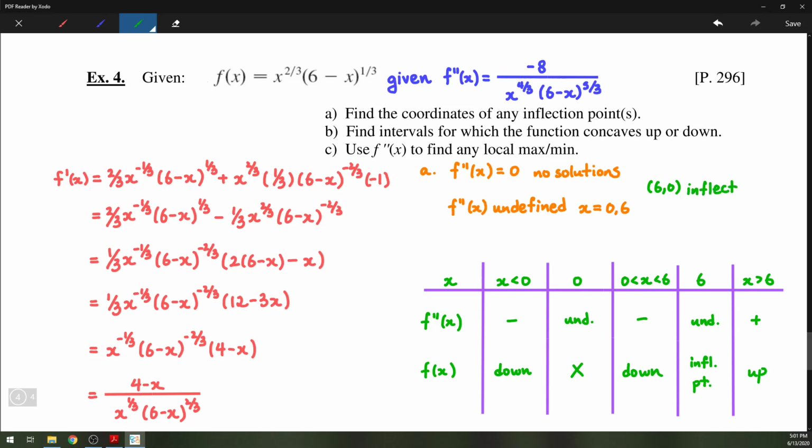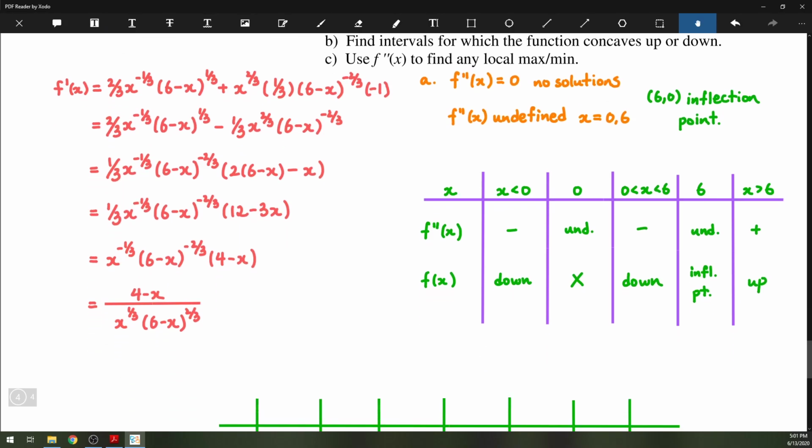All right, so now finding inflection points also completes part 2, or part B, sorry. And that is to find the intervals in which the function concaves up or down. We actually have it listed already, so it probably is a little bit better to write out the result though. So we're going to go ahead and do that here.